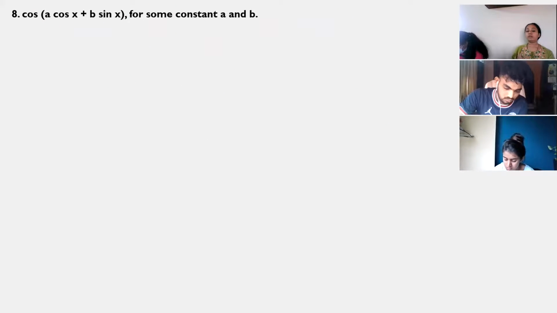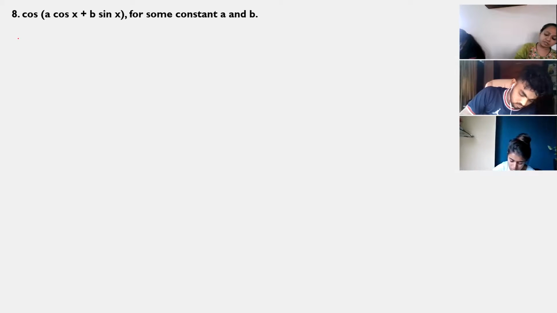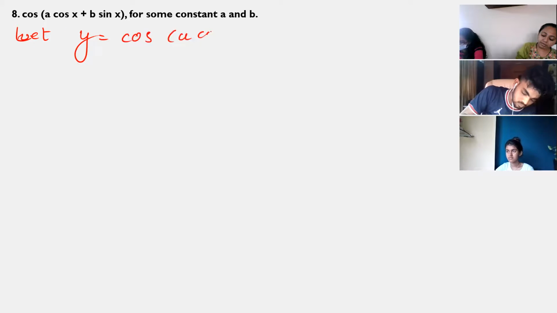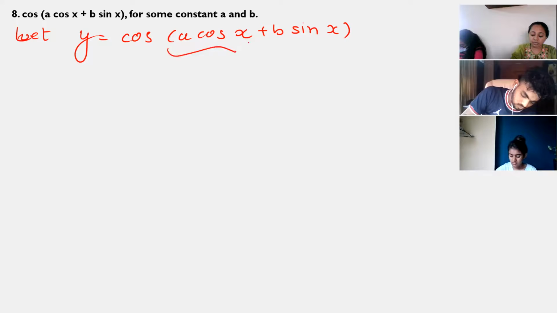8th question. Here they have mentioned some a and b are constants, and we have to again do differentiation only, 1 to 11 differentiation. Let y is equal to cos of a cos x plus b sin x. Here one thing one can understand, which is like this, whole thing is angle, by the way. a cos x plus b sin x is the angle.